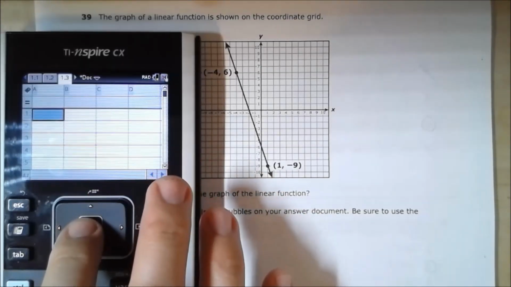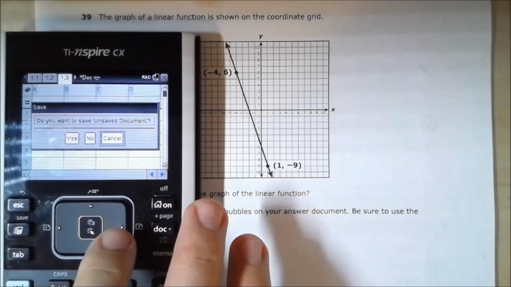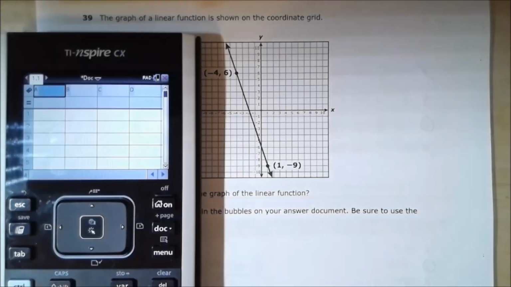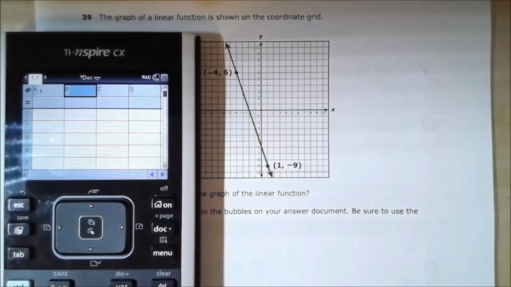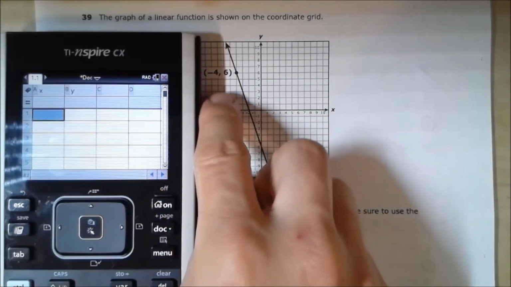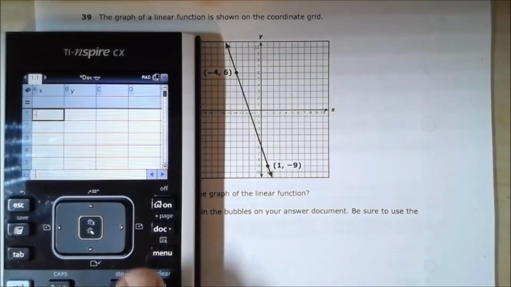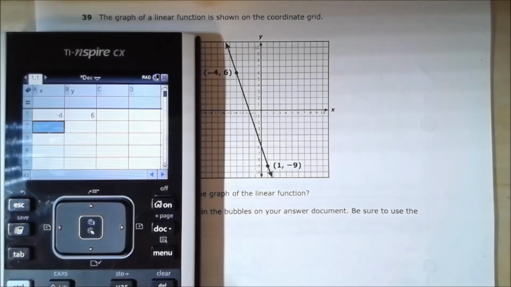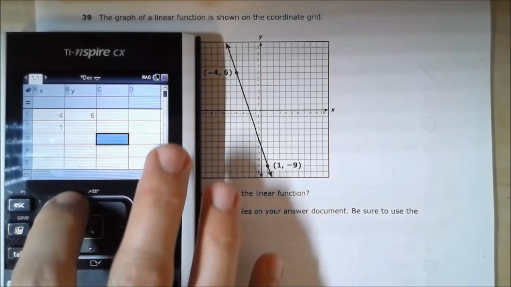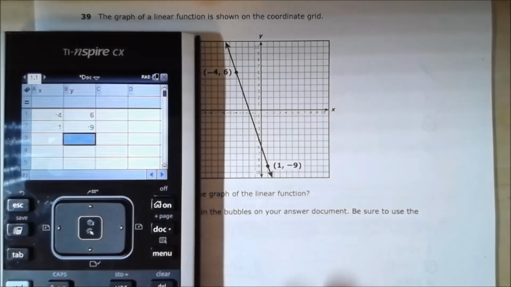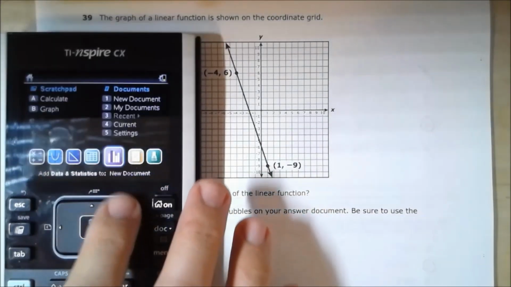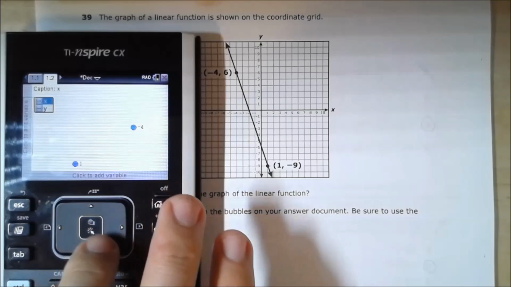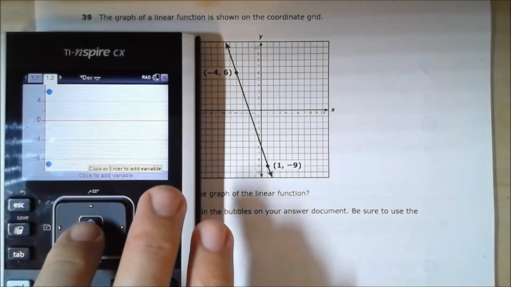So let's go ahead and go up over here, and we're going to delete this, go back into it. We're going to change this to x, change b to y, and let's put our ordered pairs. First of all, we have -4 and 6, so I'm going to put -4 and 6, and then we have 1 and -9. Then hit home, go over to the purple option for statistics, change this axis to the left to y, your axis on the bottom to x.